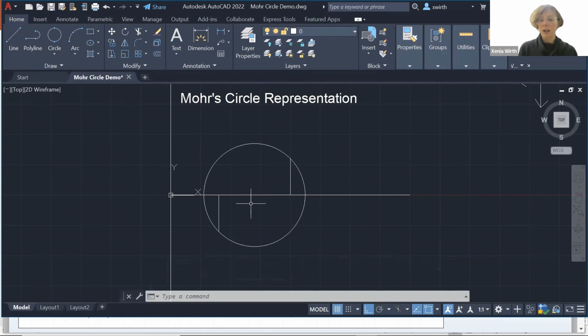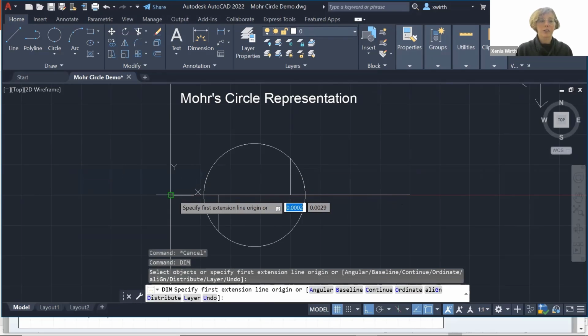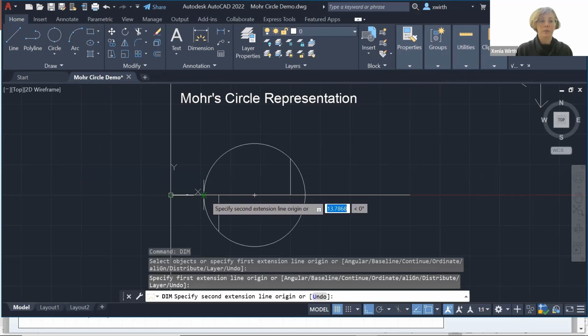Now, to define the maximum shear stress and the principal stresses, I simply look at where the circle crosses the axis. First, the circle is going to cross the x-axis at 2 points, and those 2 points are the locations of the minor principal stress and the major principal stress, sigma 3 and sigma 1, because this is where the shear stress is equal to 0. So I can use the dimension tool to dimension the length to those points and understand what those values are.